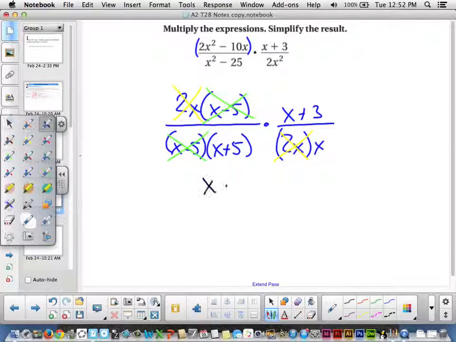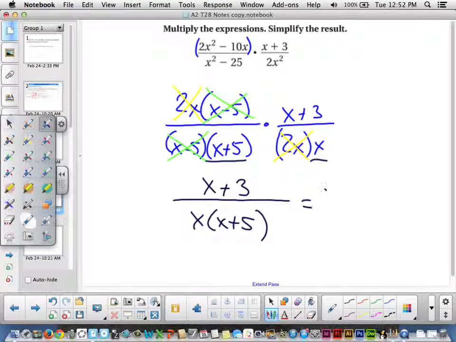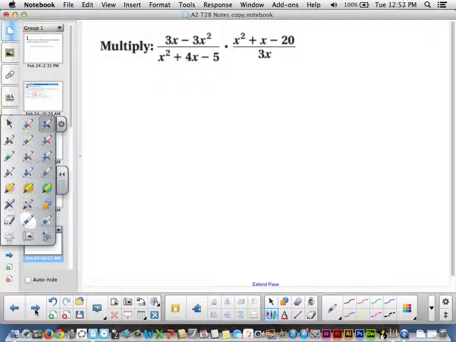So the top is just left with x plus 3. The bottom has an x plus 5 and an x. To finish, we'll distribute on the bottom. We get x plus 3 over x squared plus 5x. Pause and try this one.